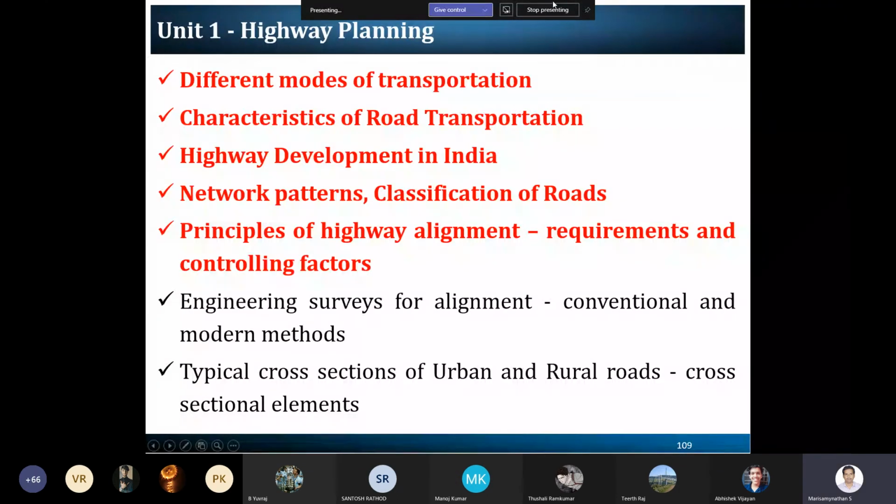So yes, here I'm ending today's session. In today's class, we have seen the remaining part of the highway development in India: the 20-year plans, how they exist, and how the network patterns are classified with respect to the different cases.